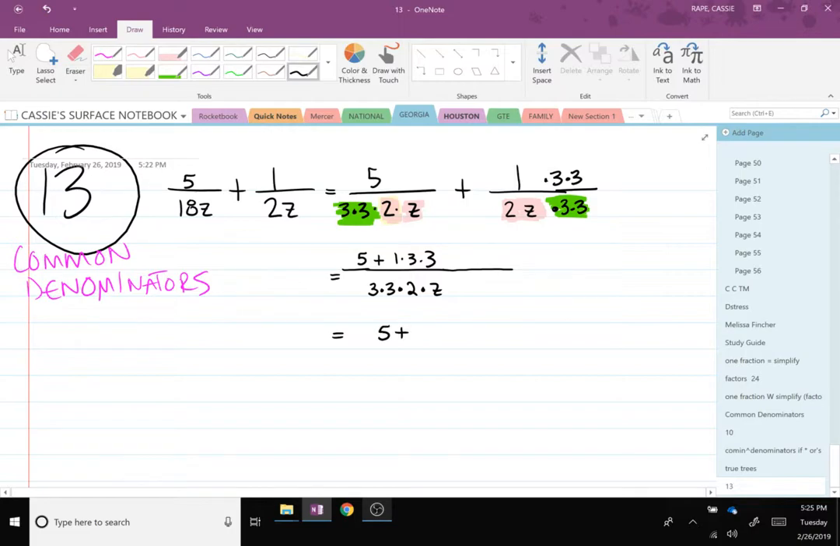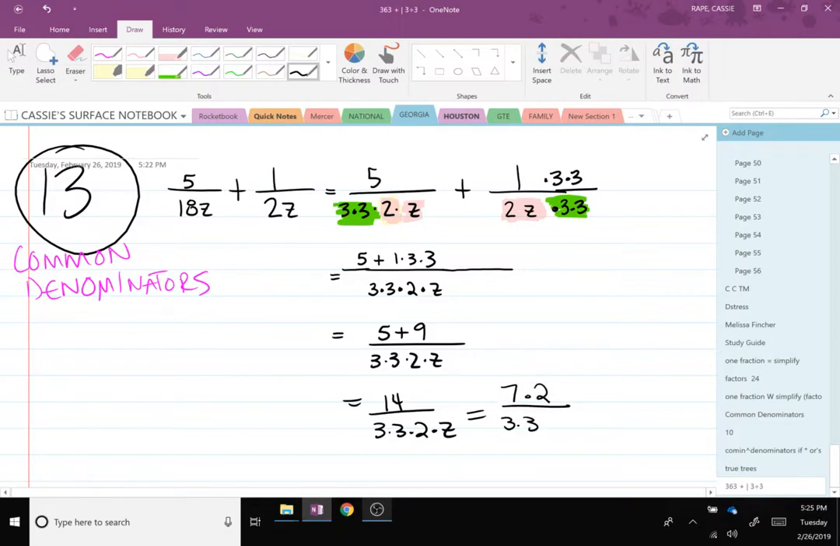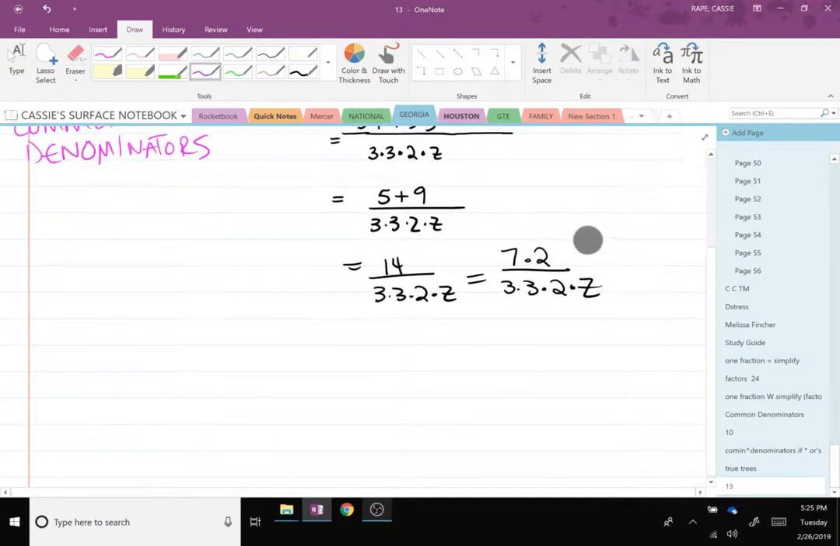5 plus 9 over 3 times 2 times z. And 5 plus 9 is 14 over 3 times 2 times z. 14 is the same as 7 times 2 over 3 times 2 times z. And you will notice this is why I did not go ahead and multiply those numbers out. It's because I like to slash and burn easier, quicker, and to do that, I've got to be able to see it.